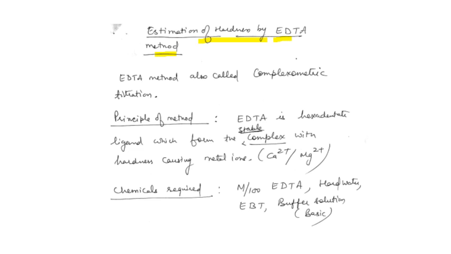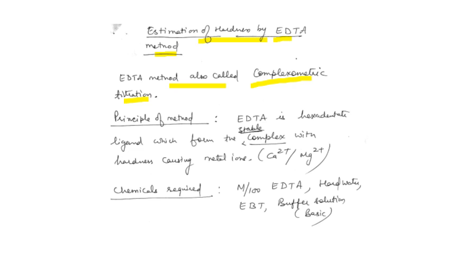The EDTA method is also called complexometric titration, meaning it is a type of volumetric analysis. Why is it called complexometric titration? Because EDTA acts as a ligand which forms a stable complex with the hardness causing ions, calcium, magnesium as well as other heavy metal ions, and that's why it is called complexometric titration.